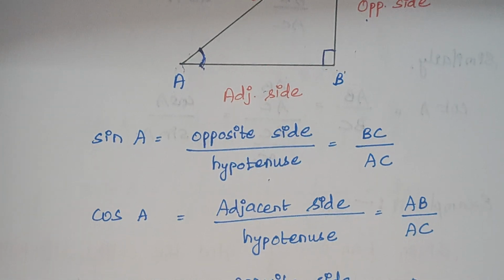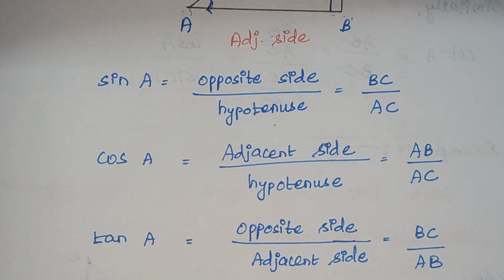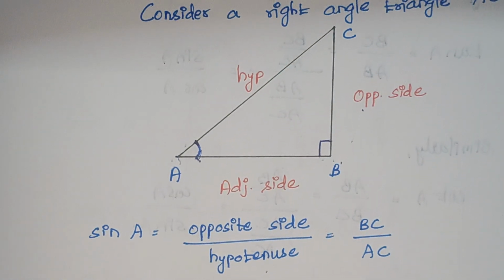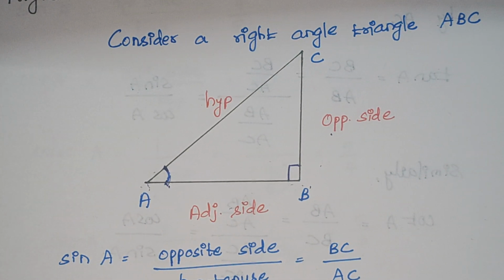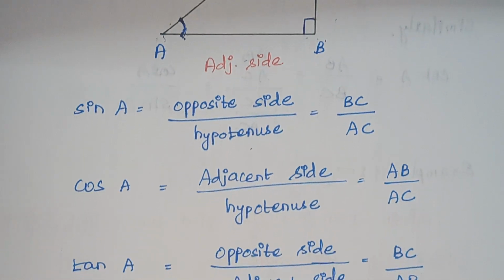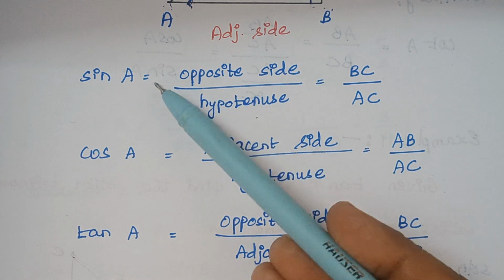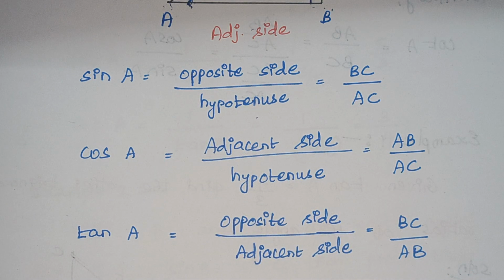And the next thing is tan A. The formula for tan A is opposite side by adjacent side. In this triangle, what is your opposite side? The opposite side is BC and the adjacent side is AB. So the ratio is BC by AB, right? These three are the base things. Once you are clear with these three formulas, then you can frame the remaining ratios, right?